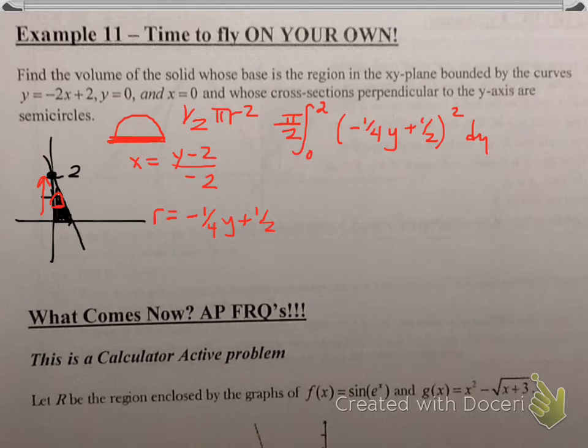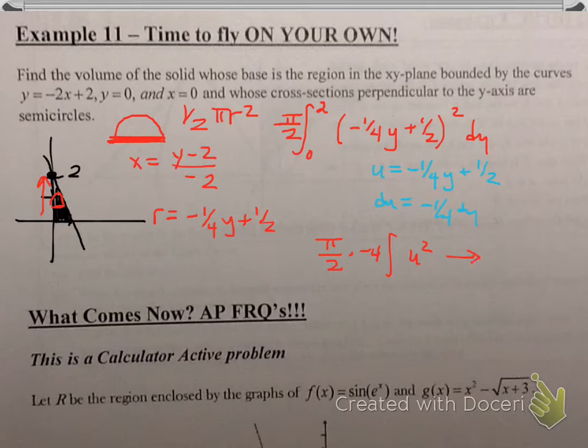Now we don't have to, but we probably would do some type of a u substitution here. So we would say u equals negative 1/4 y plus 1/2. You don't have to do that. You can expand it, but this is probably a little quicker. So we get du equals negative 1/4 dy. We're off by a negative 1/4. So what's that mean for us? Well, we're doing pi over 2 times negative 4 integral of u squared.